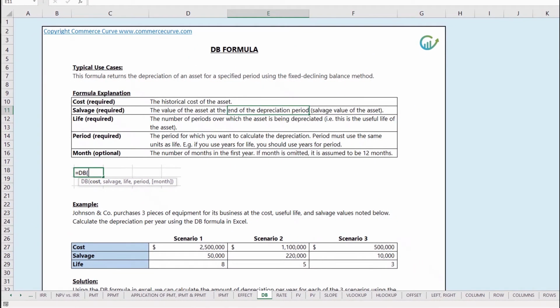The depreciation formula in Microsoft Excel is comprised of 5 syntax. First, there's the cost, and that's a required syntax, and that represents the historical cost of the asset. Next, there's the salvage value, and that's also required. The salvage value is the value of the asset at the end of the depreciation period.